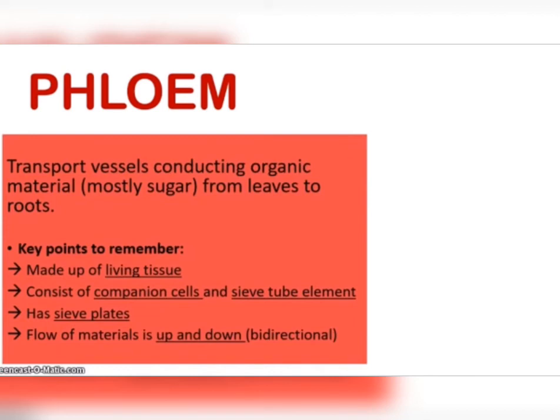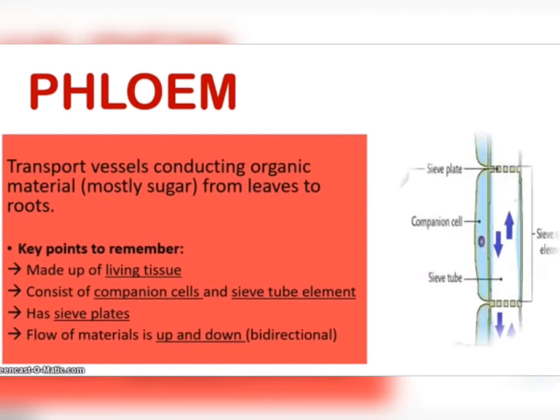Now the phloem consists of the transport vessels conducting organic material. And by organic material I mean mostly sugars, and these sugars would be sucrose. So this material would be going from the leaves generally to the roots of the plant. Just remember, in photosynthesis, glucose is manufactured. That glucose is then converted into sucrose, which needs to be transported from the leaves to the roots.